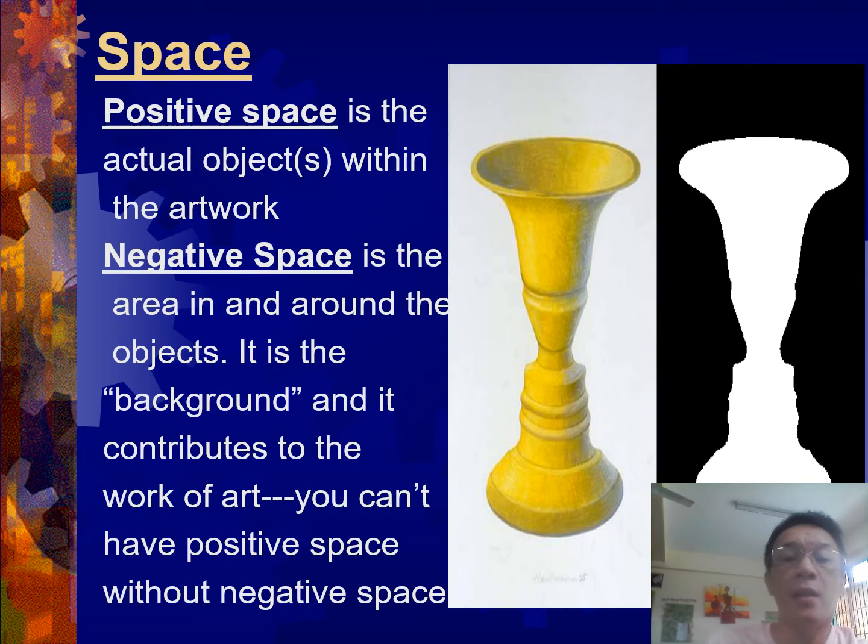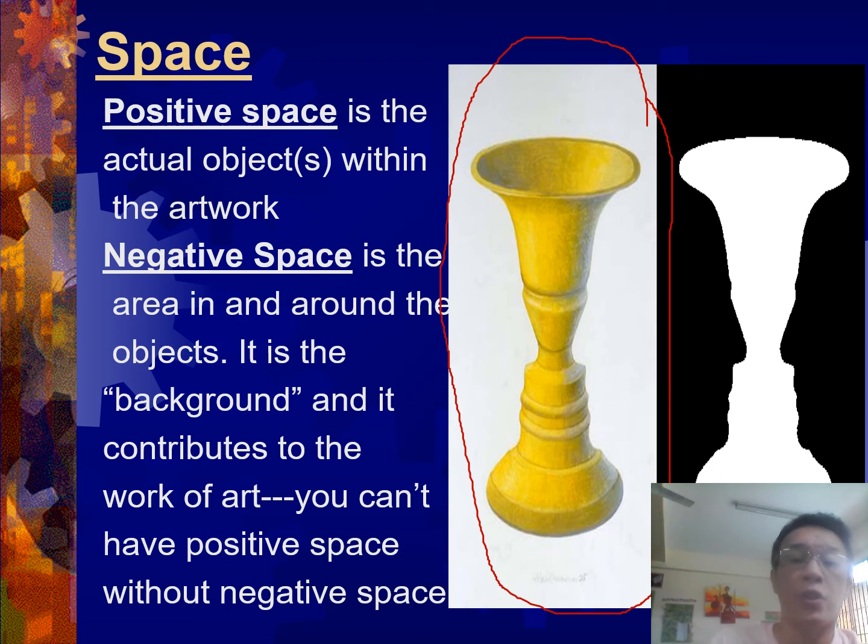So in space class, we have what we call a positive space and a negative space. What is this positive space? Positive space is the actual object within the artwork. So this is the example of the positive space, which is the actual object within the artwork. This is the real picture. But the negative space is the area in and around the objects. It is the background, and it contributes to the work of art. You can't have positive space without negative space.